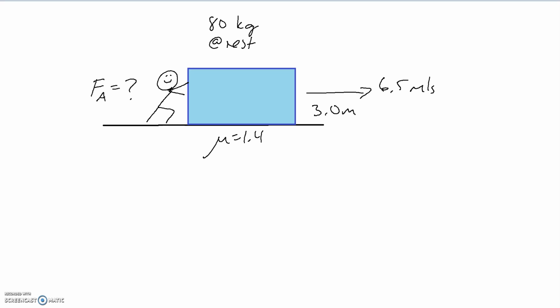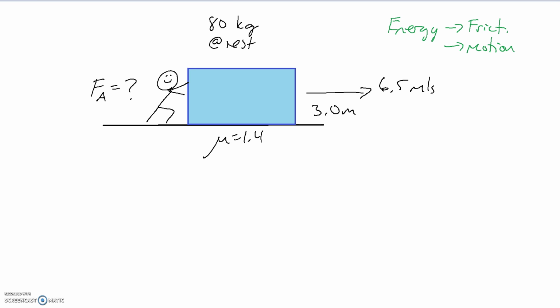Once again, you could do this with basic DTV, VAT, F equals MA type stuff, but we're going to do it in terms of energies. Now, when he pushes on the box, energy basically goes to two places. Some of it goes to friction, of course, and some energy also goes to motion. And those two energies come from the work that the guy does. So if we find out how much energy goes to these two things, we can figure out how much work he must have done in the situation.